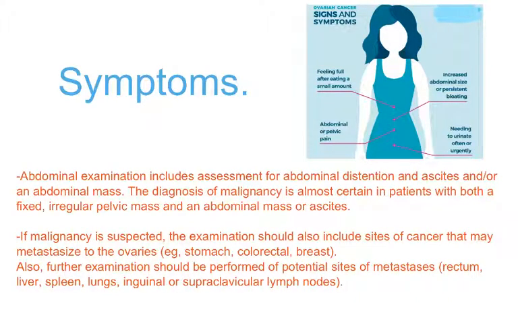Now, if we suspect malignancy because we felt something that is not right, we need to think about the places that could give you metastasis to the ovaries. We're talking about stomach, which is the most common. We need to think about colorectal, and we need to think about breast. Also, we need to think about potential places of metastasis from a primary ovarian malignancy, which are the nearby ones, which are the rectum, but then it can go through the blood and it can spread to the liver, spleen, lungs, inguinal or supraclavicular lymph nodes that we can actually see.